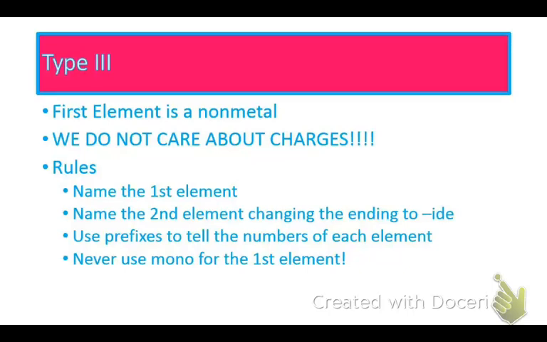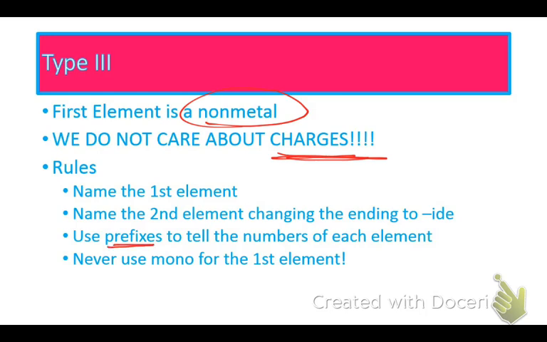All right, this is type 3s, and this is where it changes up, because now the first element is a non-metal. So there are no charges. That's the key. We don't care about charges. There are no 1 plus, 2 plus, 3 plus, none, 3 minus, 2 minus, 1 minus, none. That's out the window. This is where your prefixes come into play.